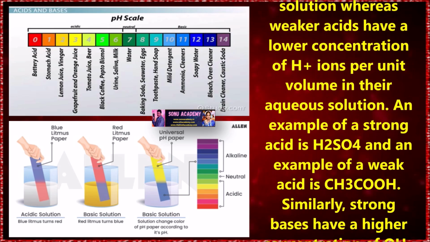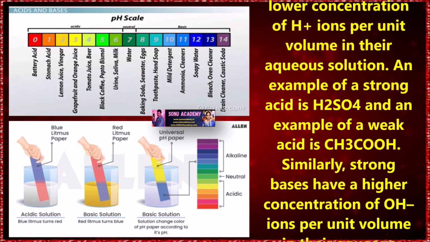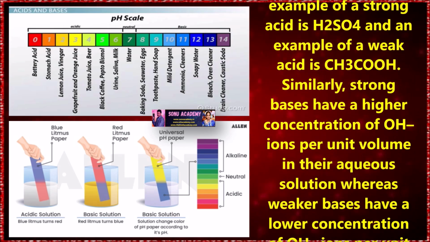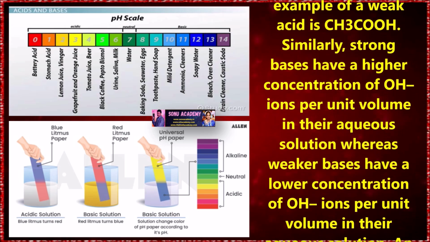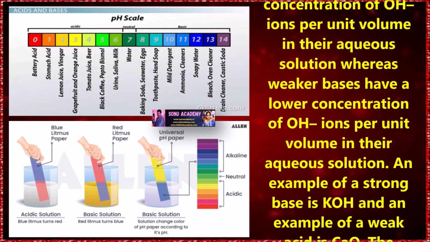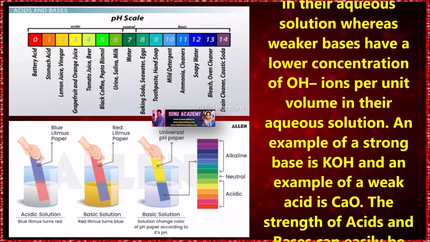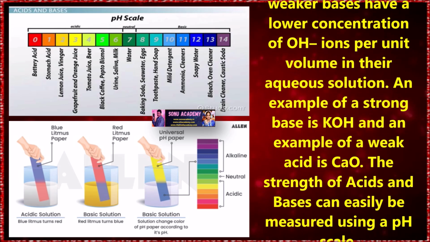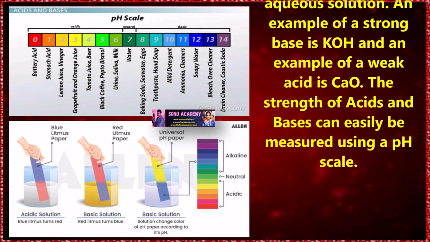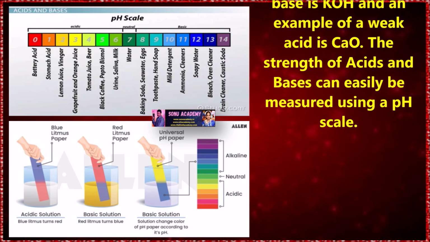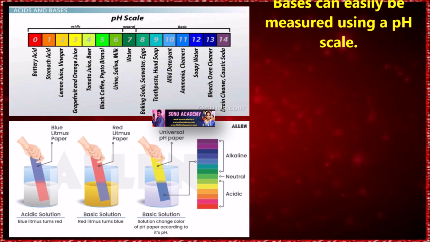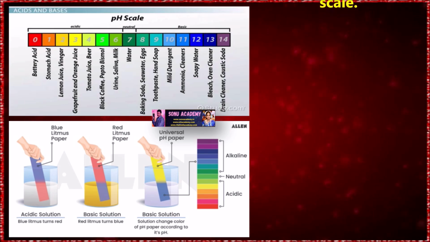An example of a strong acid is H2SO4, and an example of a weak acid is CH3COOH. Similarly, strong bases have a higher concentration of OH- ions per unit volume in their aqueous solutions, whereas weaker bases have a lower concentration of OH- ions per unit volume in their aqueous solution. An example of a strong base is KOH and an example of a weak base is CaO. The strength of acids and bases can easily be measured by using the pH scale.